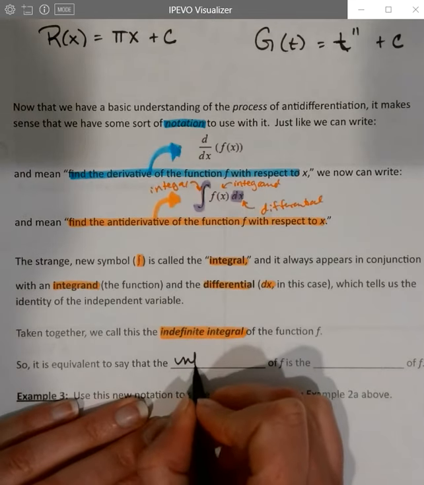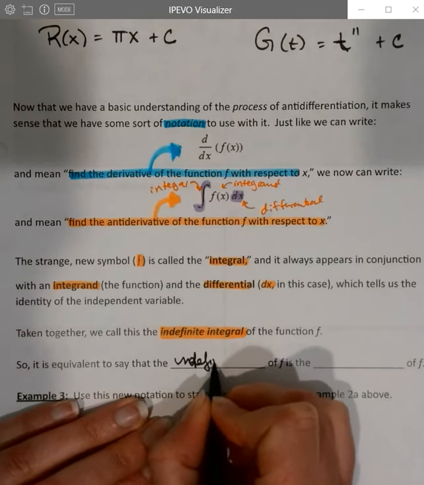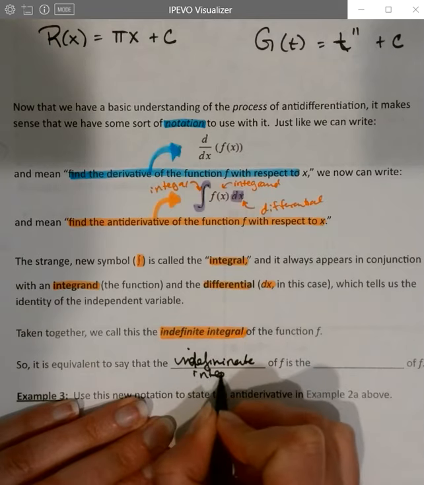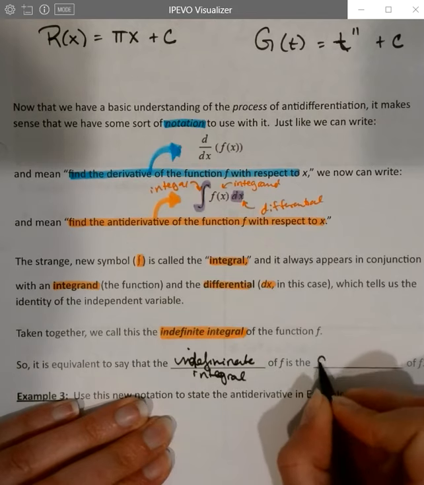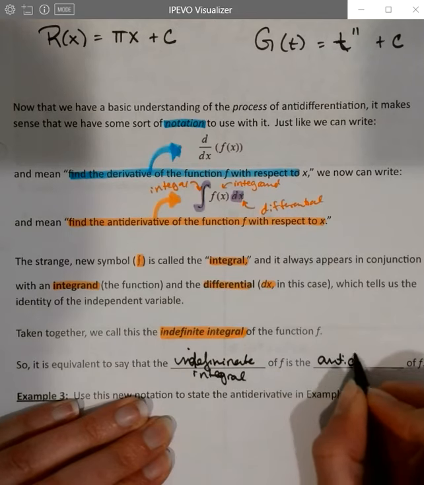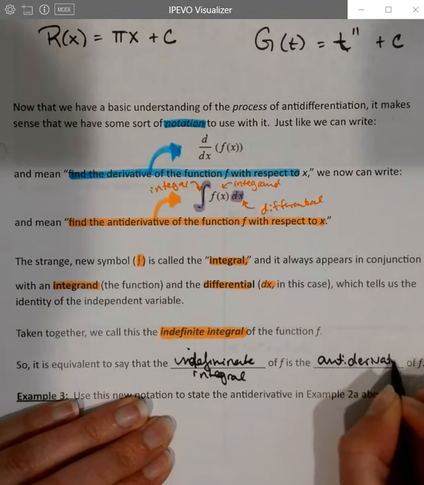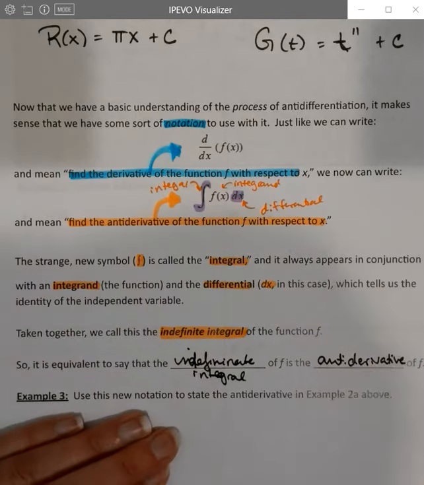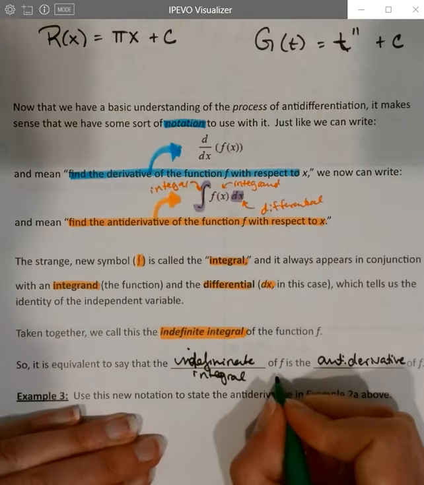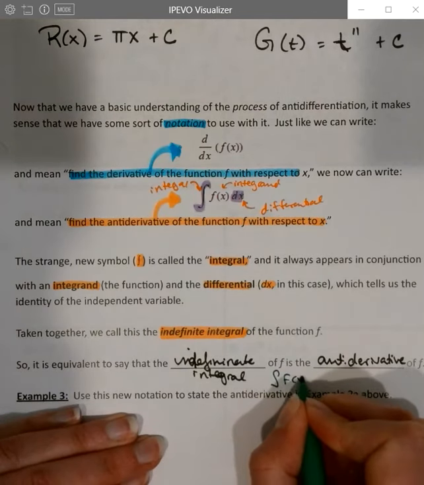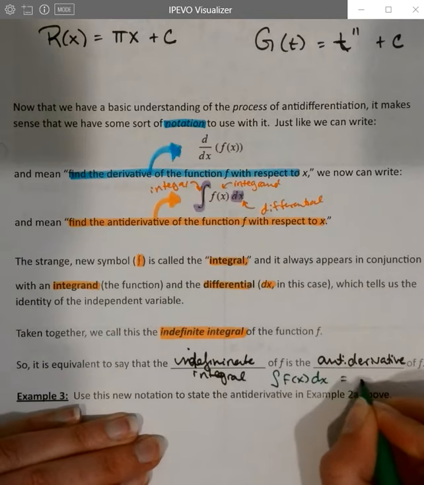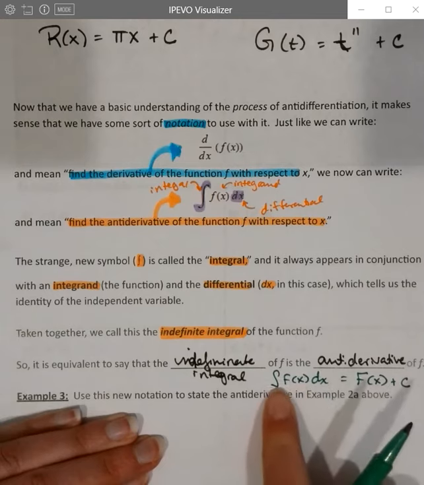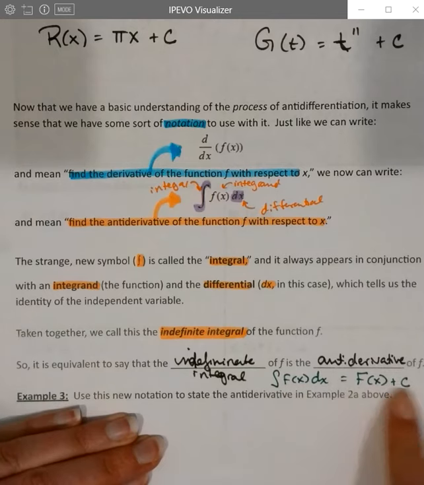So the indefinite integral of f is the antiderivative of f. Another way to say that, which might use fewer symbols, would be to say that the integral of little f of x dx is equal to capital F of x plus c. So our indefinite integral is the antiderivative in the general form.